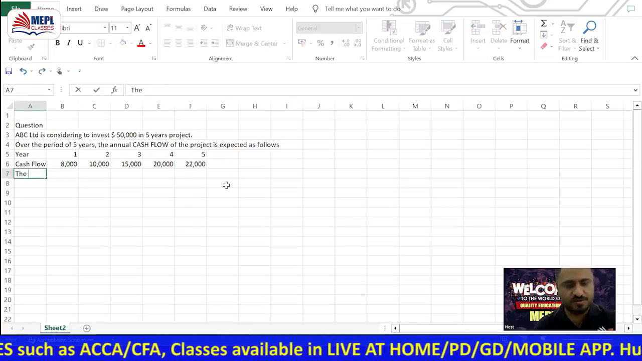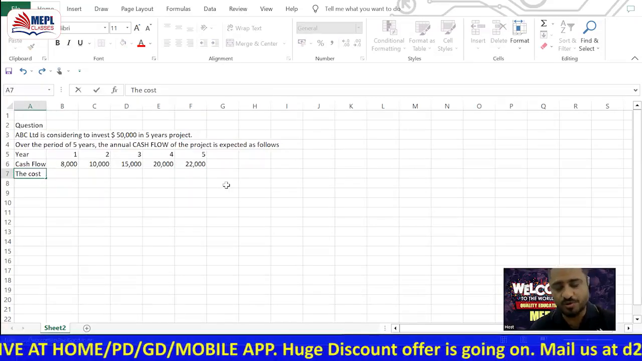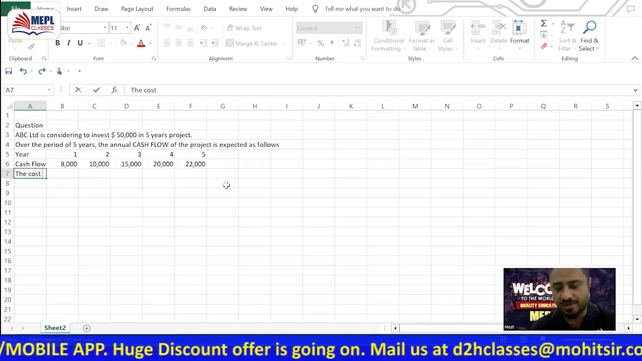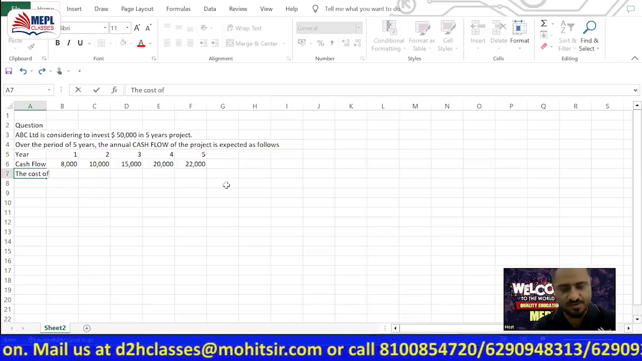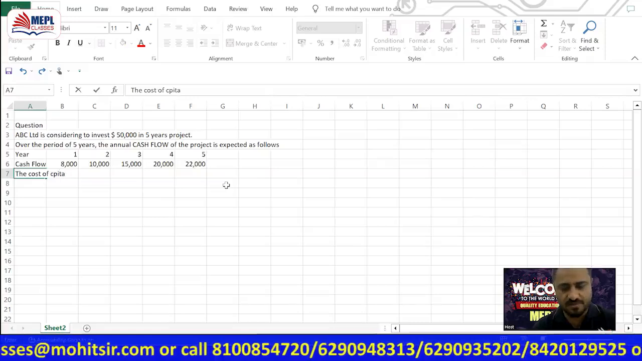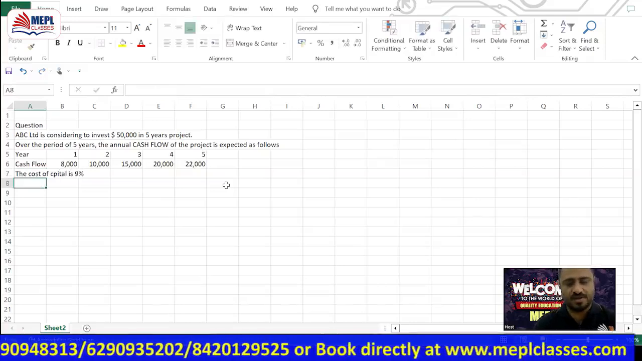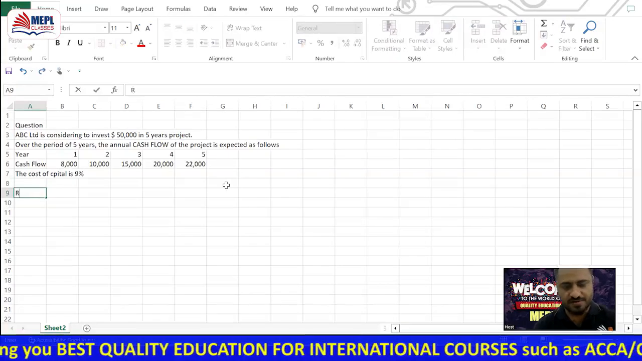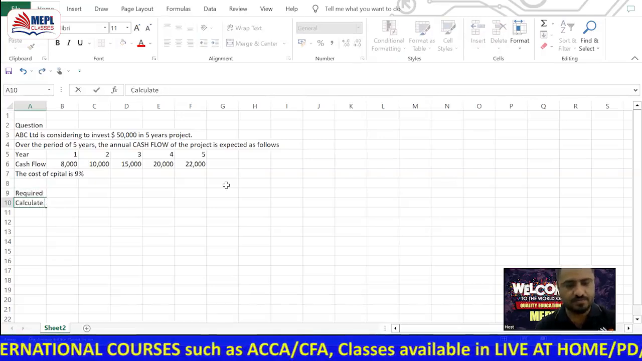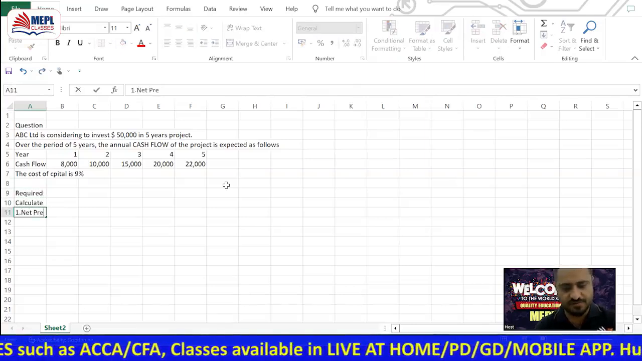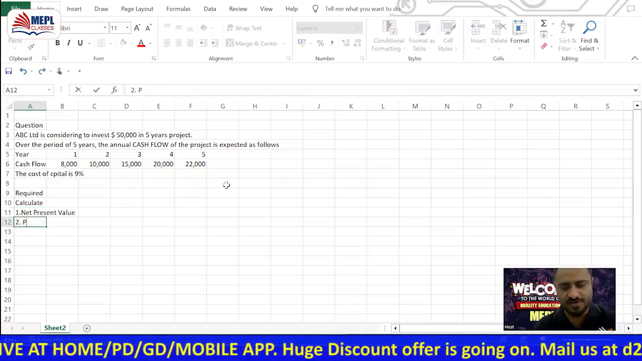And the question will also give you the cost of capital. I will explain what is the meaning of cost of capital when we move ahead with the topics. So just for revision purposes from level 2, we are taking this question. The cost of capital is say 9%. So the question is, required: calculate first net present value and second profitability index.